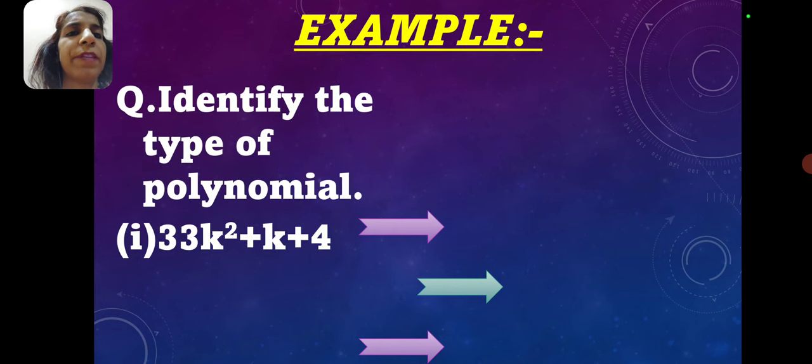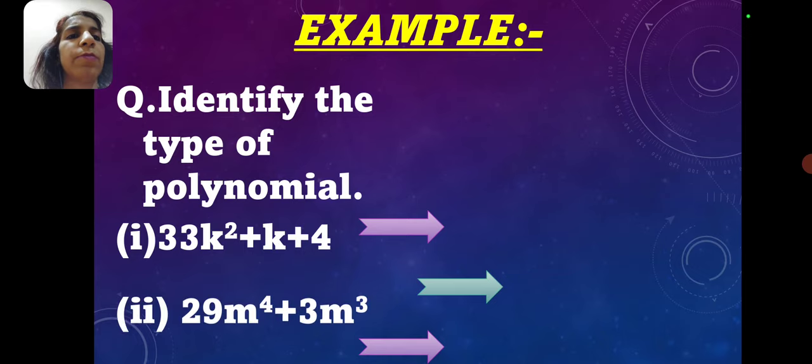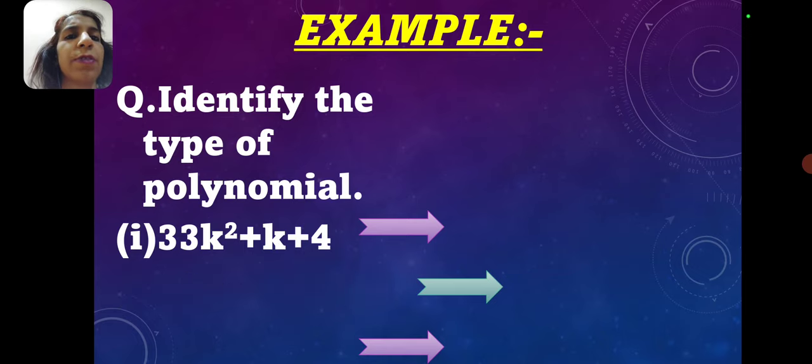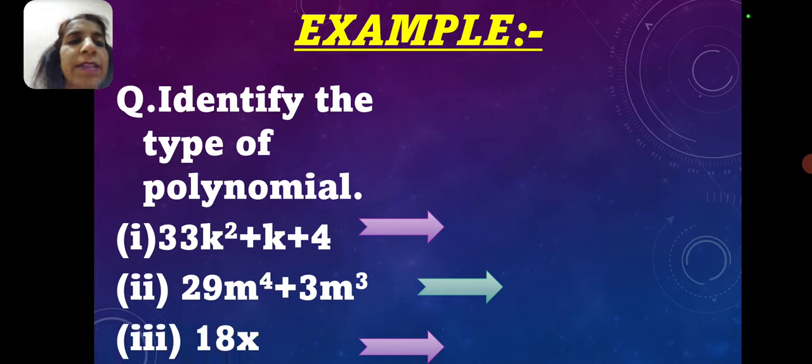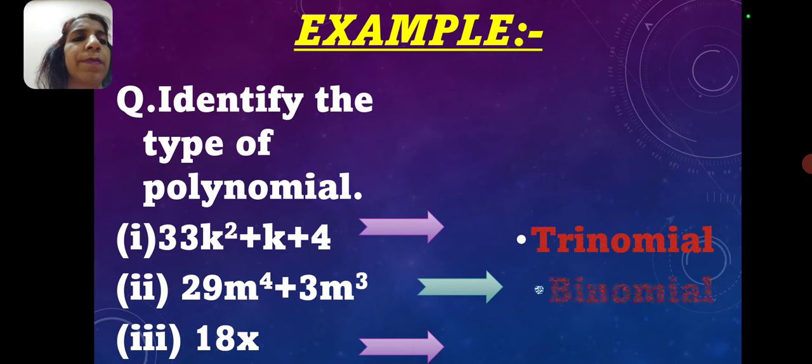So you have to identify the type of polynomial, okay. First one, 33k square plus k plus 4 is nothing but trinomial. Next, 29m raised to 4 plus 3m cube is nothing but binomial having two terms. Next is 18x is monomial having one term, okay.